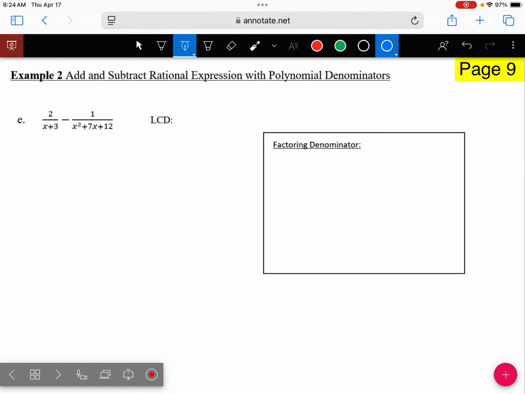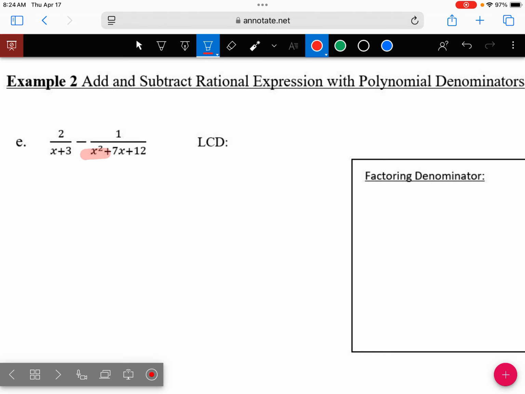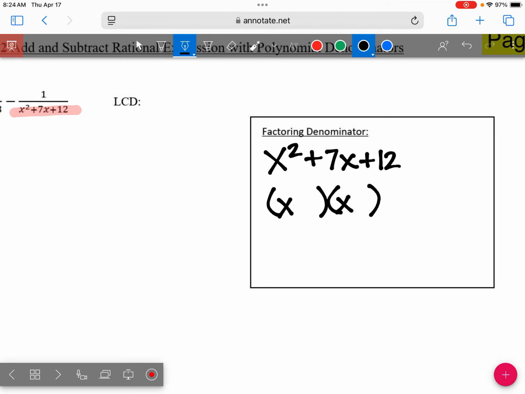All right, let's look at E. So one of these needs to be factored. That would be this one. So I'm going to give you a moment. Go ahead and factor that off in that box. We can do a shortcut, so that's easier. So you're going to need 2 numbers that multiply to be 12 and add to give you a 7.